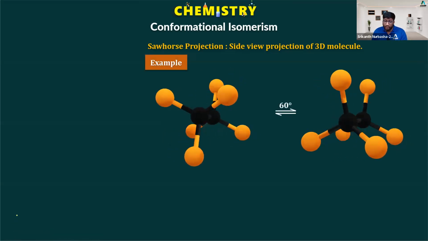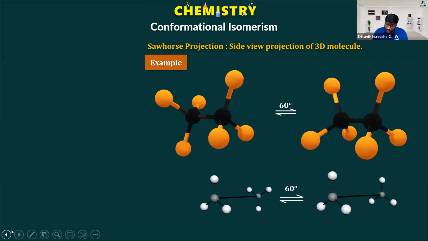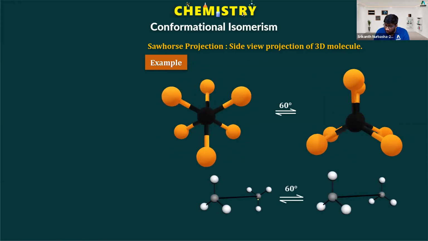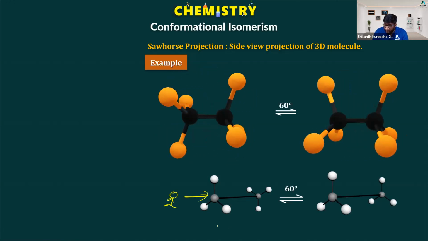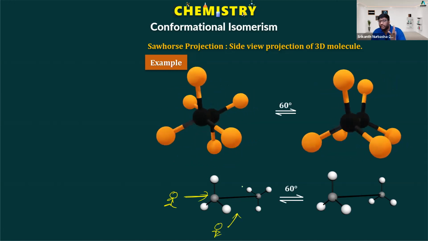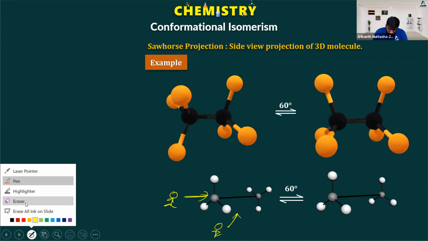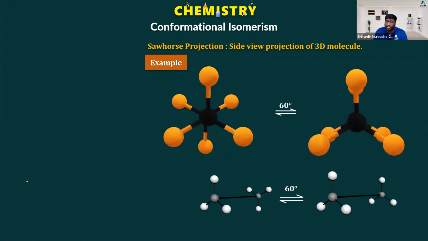The side view projection of a 3D molecule gives the Sawhorse projection. So this is nothing but Newman or not. If you look from this side, it is Newman only. If you look from this side, if I am standing here, it becomes Sawhorse. If I am looking at the molecule from the side position, it is Sawhorse. If I am looking at the molecule from the front position or along the carbon-carbon bond, that is Newman.